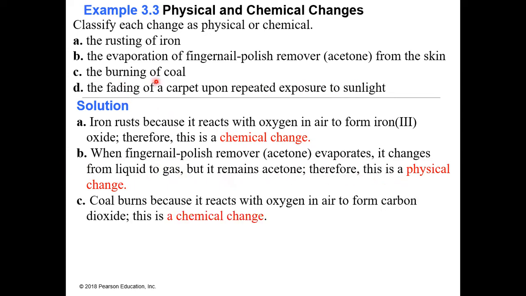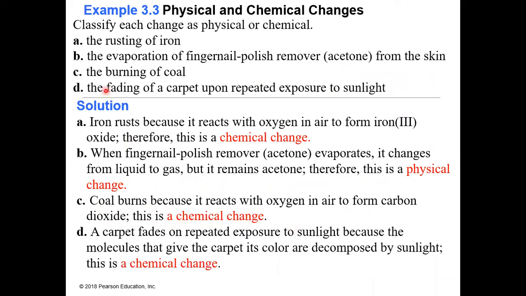C, the burning of coal. Coal burns because it reacts with oxygen in the air to form carbon dioxide. So this is a chemical change. D, the fading of a carpet upon repeated exposure to sunlight. So this will be a chemical change. A carpet fades on repeated exposure to sunlight because the molecules that give the carpet its color are decomposed by sunlight. So therefore, it is a chemical change.